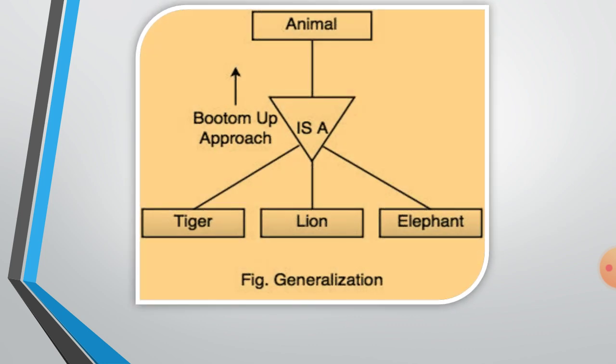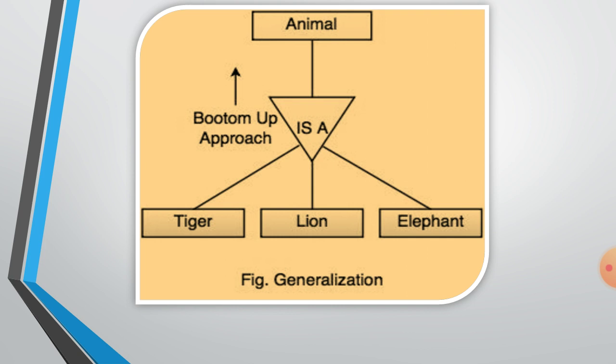See the example of generalization. I'm considering some lower level entities like lion, tiger, elephant. All those are lower level entities. All those have similar properties. Those all are animals. So after combining all those lower level entities, a new entity is formed. That new entity name is animal. Okay, so this tiger entity is an animal. Lion is also an animal. Elephant is also an animal.